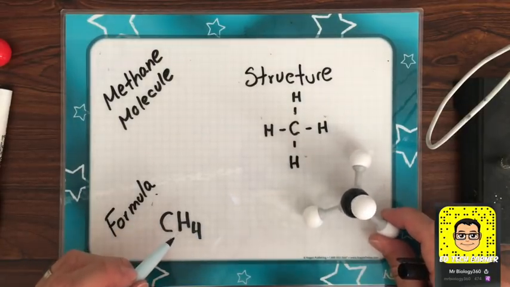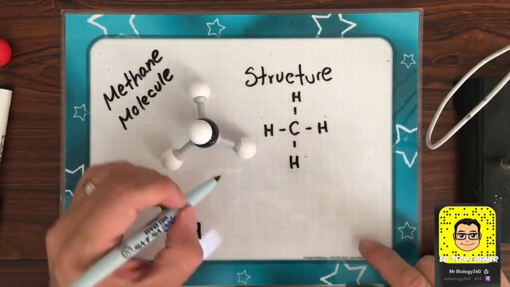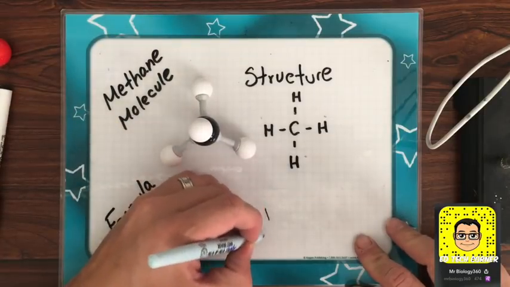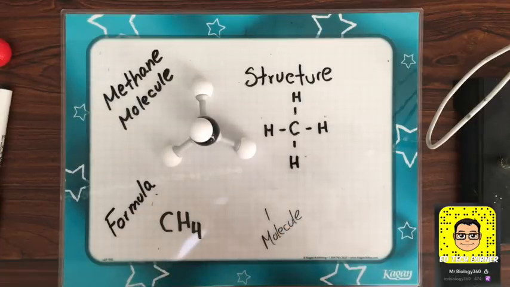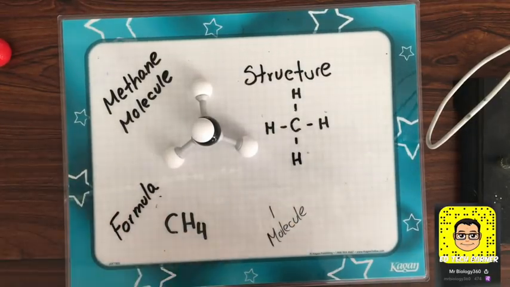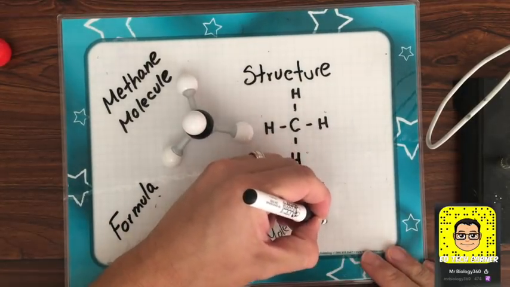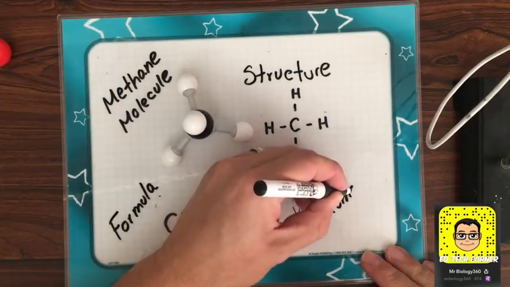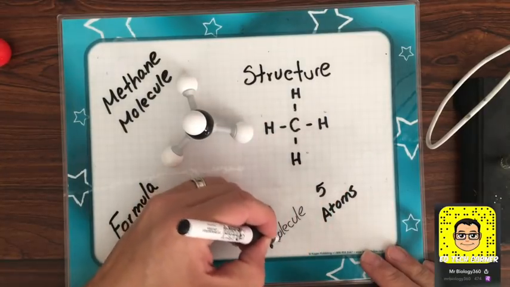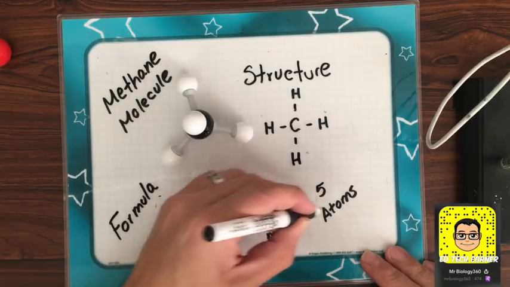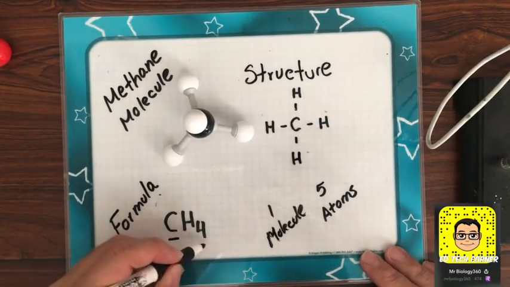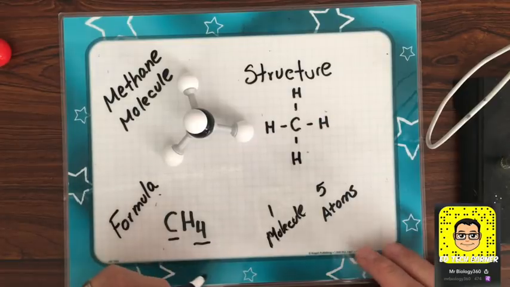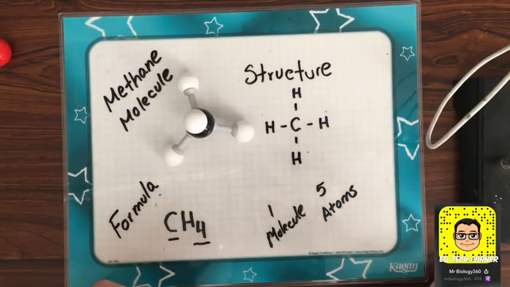Again, remember this is 1 molecule, and it has 5 atoms. One molecule, 5 atoms. What are the 5 atoms? 1 carbon and 4 hydrogen. That is why I say it has 5 atoms.